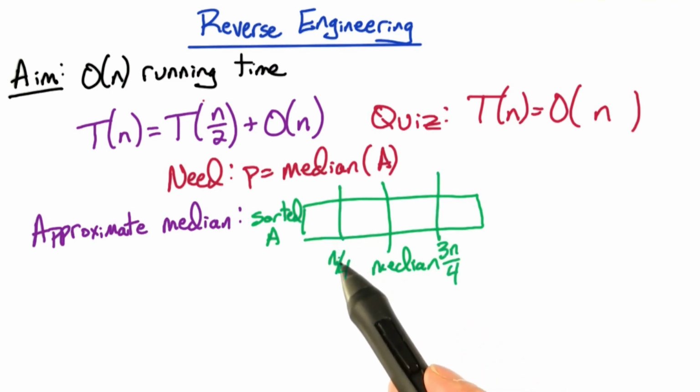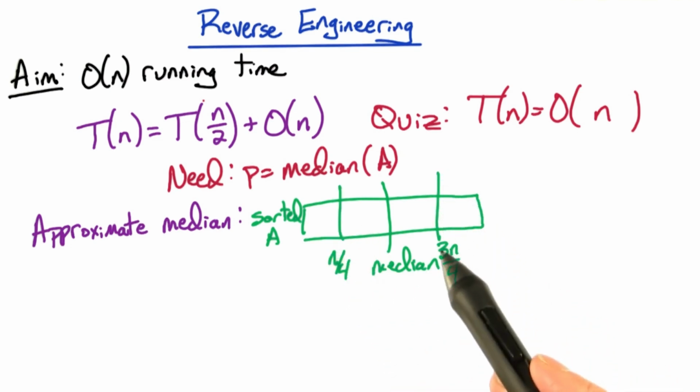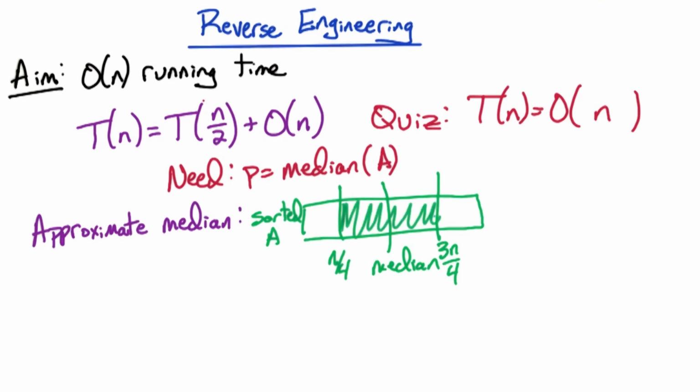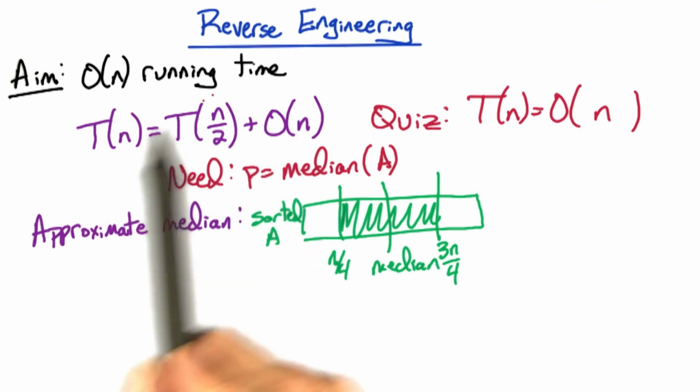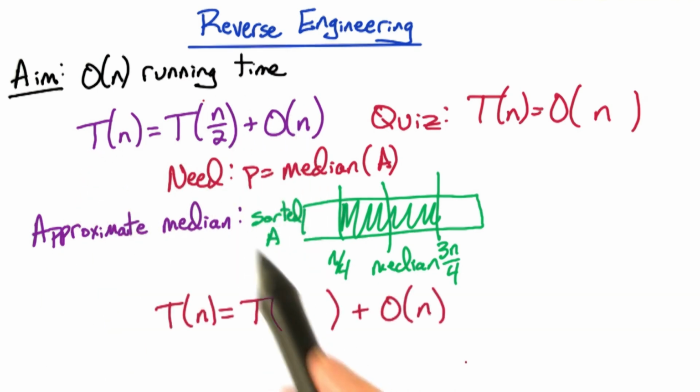Let me look at the n over 4 smallest, and let me look at the 3n over 4 smallest. Suppose instead of giving you the median, I just give you something which is guaranteed to lie within this band. So it's at least the n over 4 smallest, and it's at most the 3n over 4 smallest. So it's not lying in either of these extremes, it's lying in this middle band. Suppose I can find a pivot which satisfies this. What does that imply about the running time of my algorithm? How large are these subproblems going to be in the worst case?